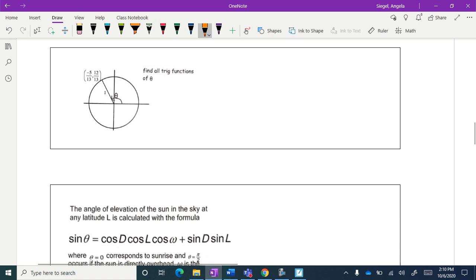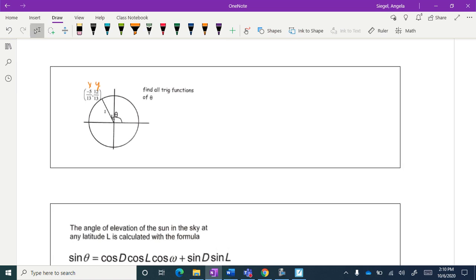Okay, these are super easy. People freak out when they see these on a test, but they're really not bad. So this is your x value, this is your y value, this is a unit circle. So notice that one, that's a unit circle. We know that x is representative of cosine and y is representative of sine. So I'm going to write out all 6 trig functions and I think it'll make sense.